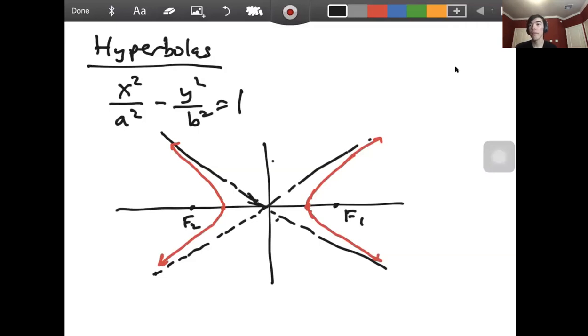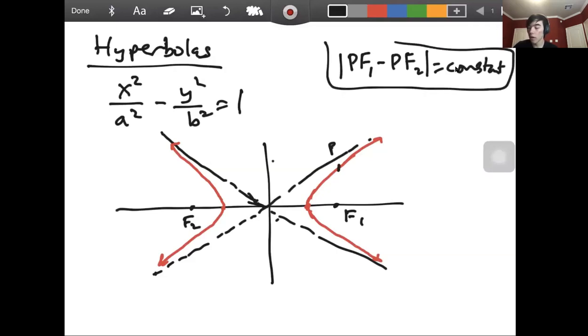So I'm just going to list out the facts, and you can prove them essentially the same way you did with the ellipse. If you have a point P on the hyperbola, the hyperbola can be defined as the absolute value of PF1 minus PF2 being a constant. This is the same as the ellipse, except once again, you change plus to minus.